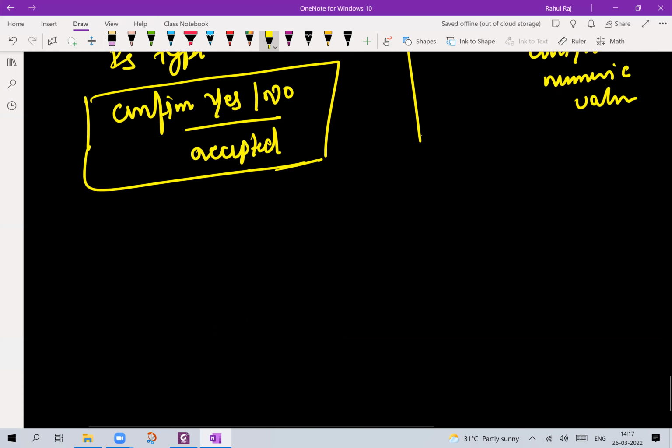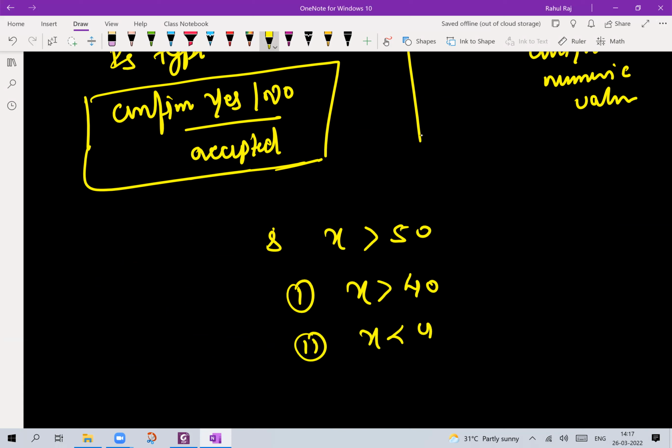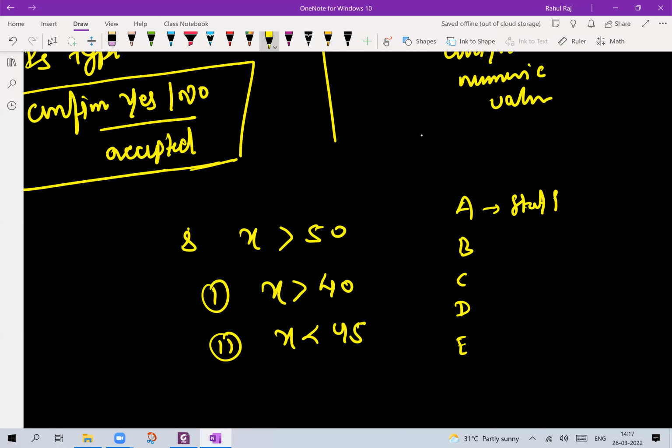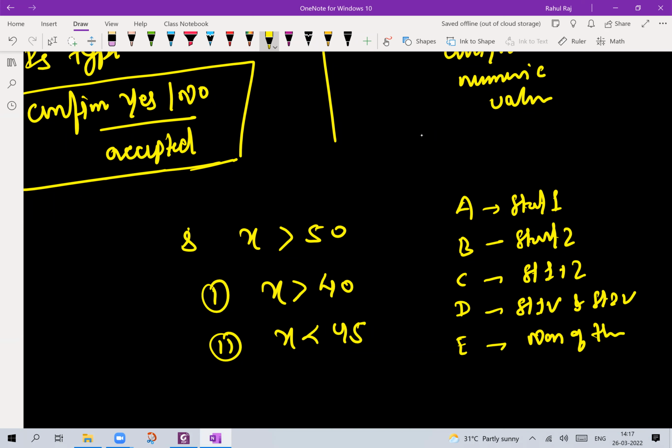So imagine I give you a simple question: is x greater than 50? Option number 1 says x is greater than 40. Option number 2 says x is less than 45. The moment you have two options, your answer should revolve around A, B, C, D, E. A says statement number 1 alone is sufficient to answer the question. B says statement number 2 alone is sufficient. C says statements 1 and 2 combined. D says statement 1 alone and statement 2 alone. E says none of these; this question cannot be answered with the help of these two statements.